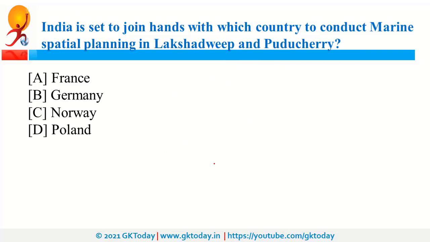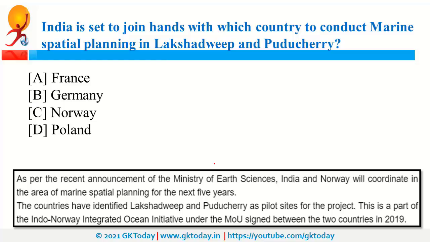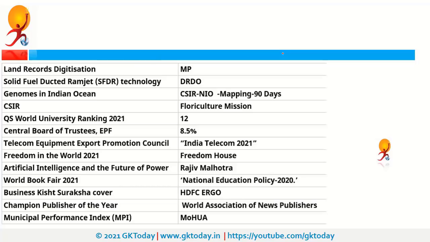Next question is, India is set to join hands with which country to conduct maritime spatial planning in Lakshadweep and Puducherry? So this country is Norway. And from our side, the Ministry of Earth Sciences is going to collaborate with the government of Norway. The objective is to conduct marine spatial planning in Lakshadweep and Puducherry. So these were the most important questions of today's quiz.